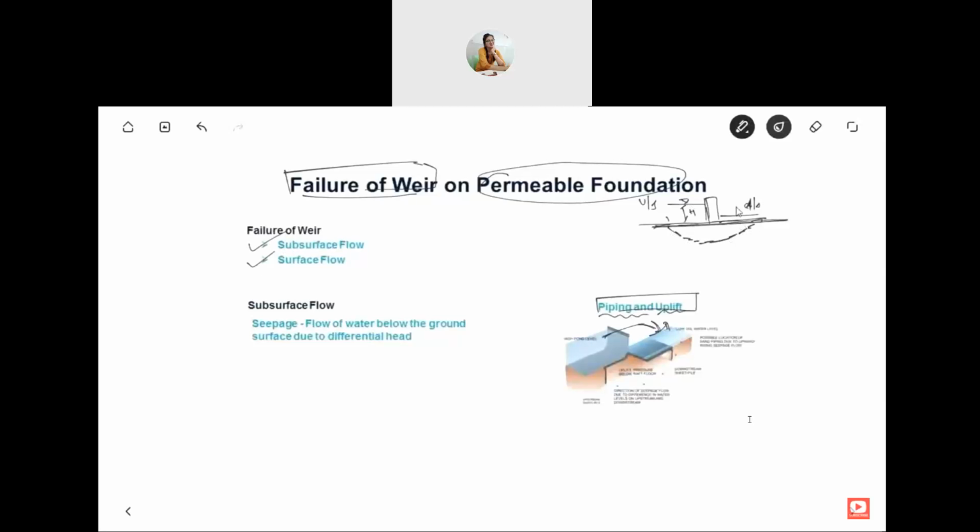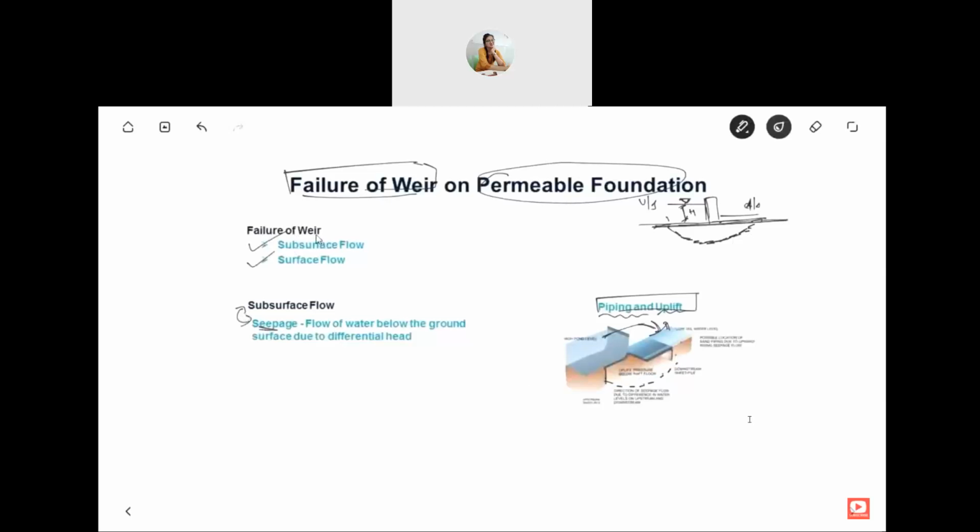So what happens is there is a differential head. As you can see, head on the upstream is large because weir blocks the water, because of which there is head on the upstream, and downstream there is not much head when the water does not flow through the weir when the gate is open. So because of the difference in head, there is flow of water underneath the ground surface. As you can see in the 3D image also, there is flow of water underneath the ground surface. It's known as seepage, and that is subsurface flow.